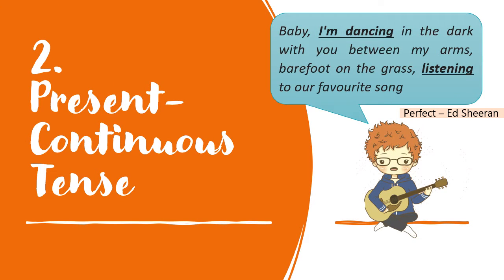So here's a song using present continuous tense. This is a song by Ed Sheeran. Perfect. It's I'm dancing, okay? I'm dancing in the dark with you between my arms, barefoot on the grass, listening to our favorite song. These are examples of present continuous tense in a song.